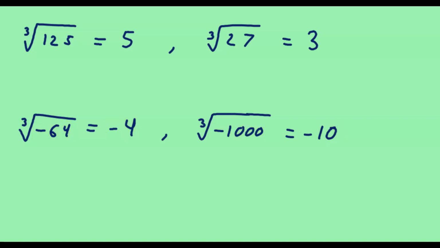Now the numbers 125, 27, negative 64, and negative 1000, all of these numbers are called perfect cubes. And this is because they are the cubes of integers. And because of that, we can see that the cube roots of all of these numbers are also integers.